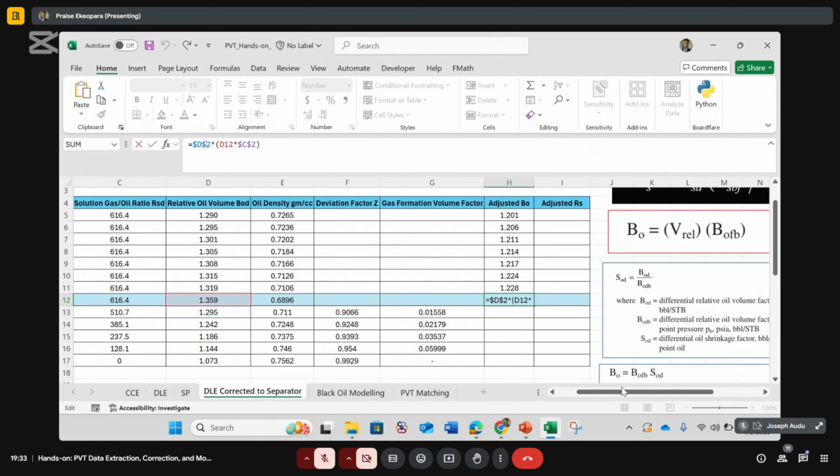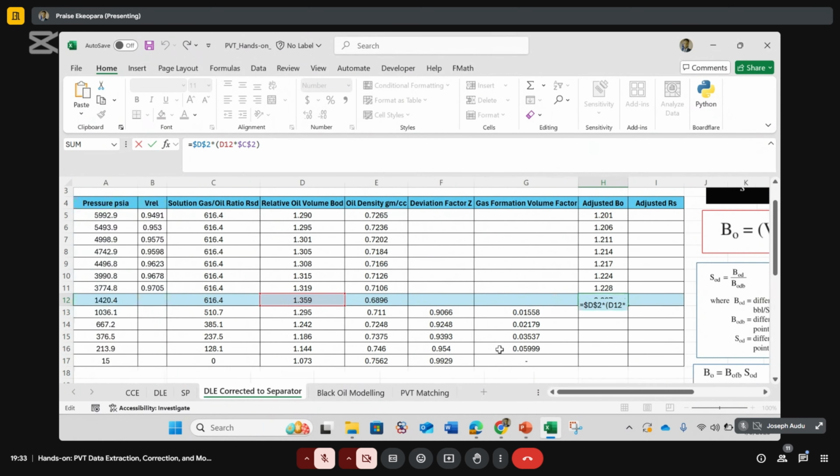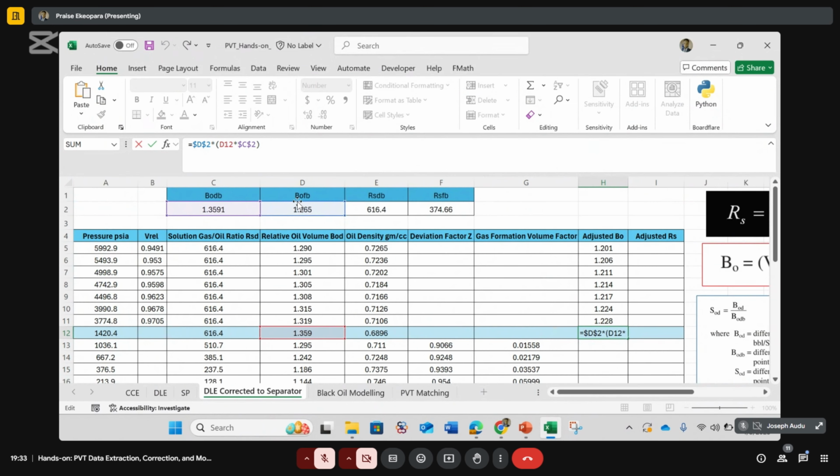BOFB, let me just check it out. BOFB, then locked, times our D12 at bubble point, then times our C2, locked. And there's something.